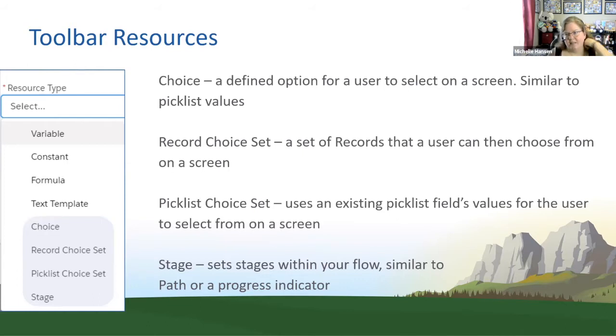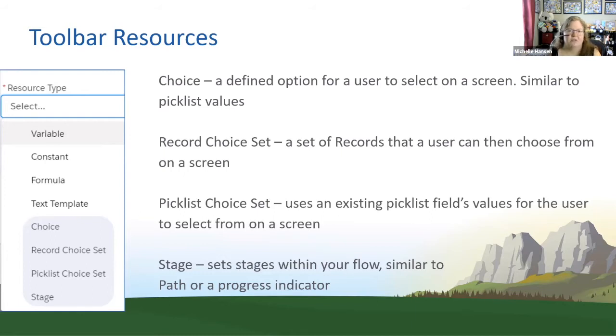A pick list choice set is just, instead of having to reinvent your pick list, take the one that already exists and use it in your flow. The stage then actually sets the stages within your flow, like a path or a progress indicator. So if you're on Lightning, you're familiar with path, especially if you're going to expose a flow like this somewhere, maybe on a community or on a public web page.